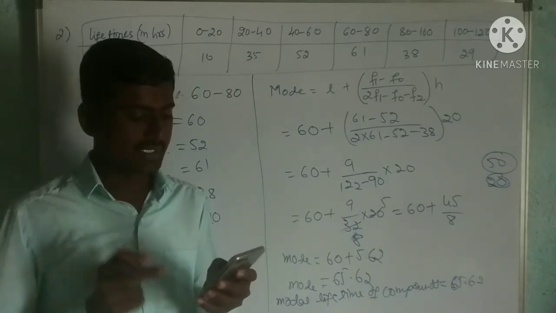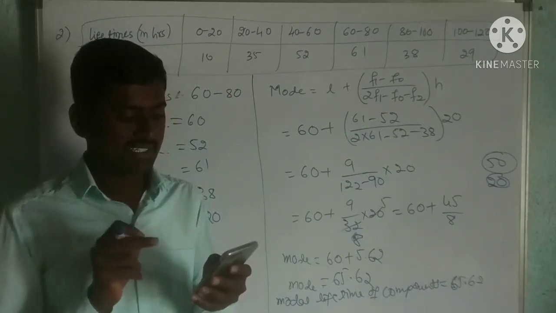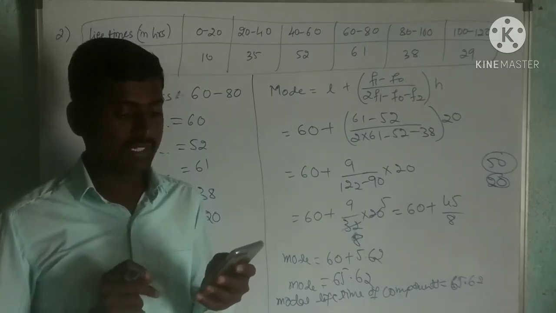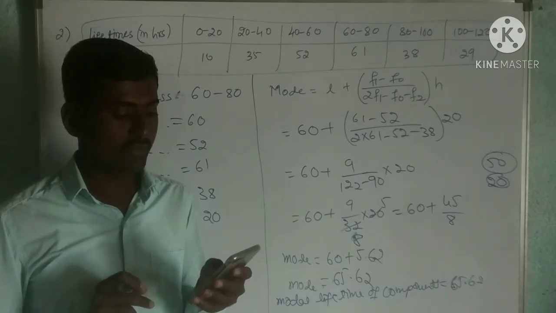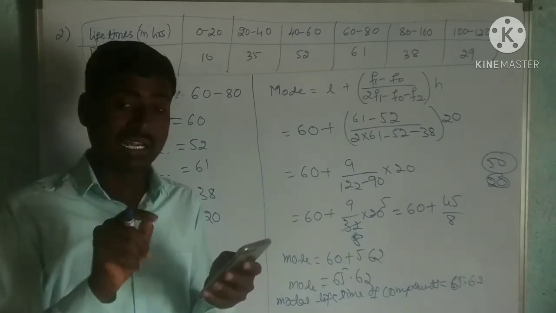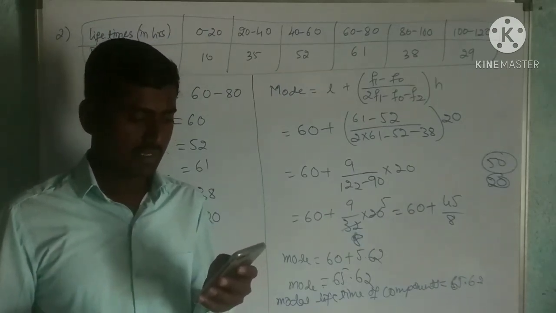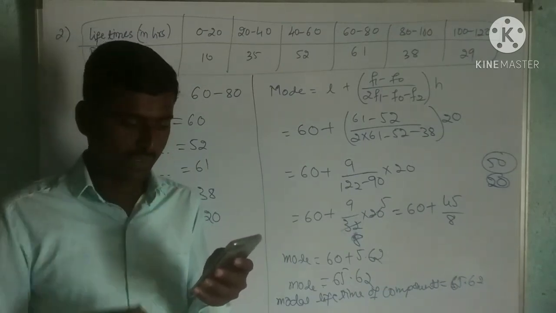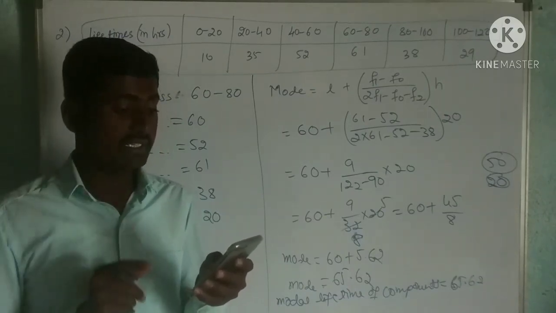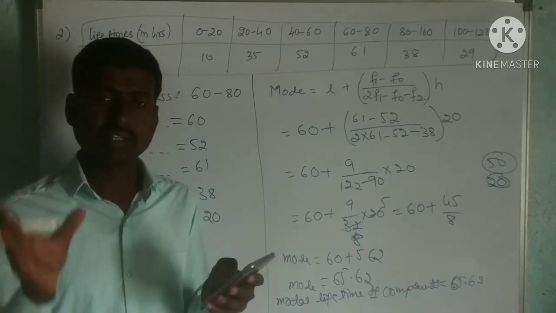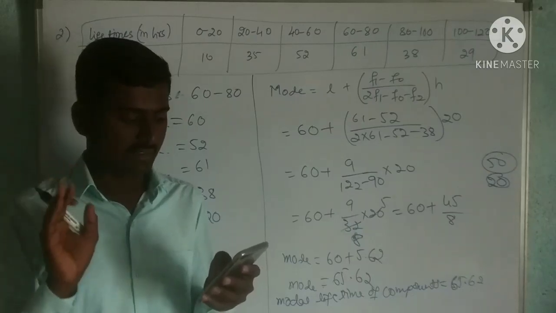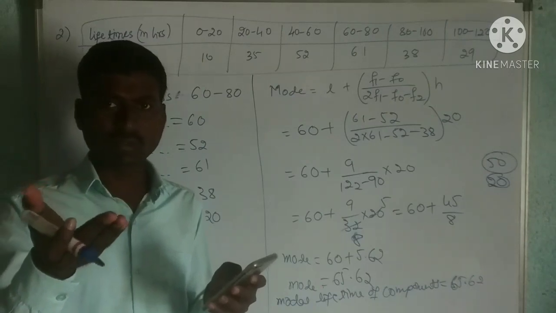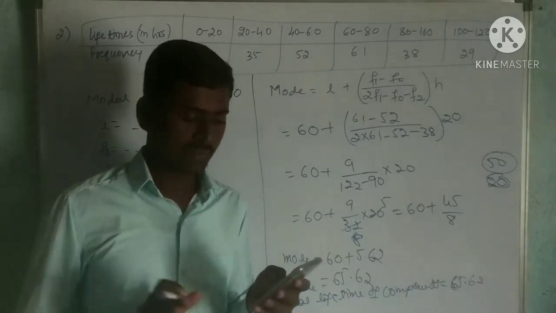You can try it by yourself. The following data gives the distribution of total monthly household expenditure of 200 families of a village. Find the modal monthly expenditure of the families. We have to find the mode, and then also find the mean monthly expenditure. You find the mode and mean for that. You try yourself, and after that you can send your solution to me also.